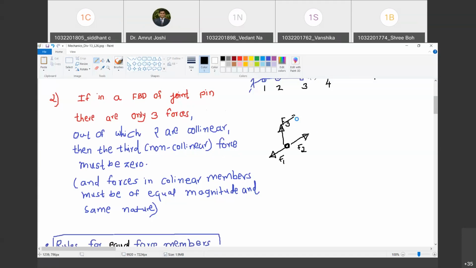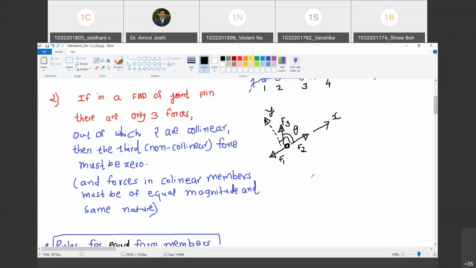And what is the proof for that? So we are going to derive this. Let me call this direction as X. I have intentionally not taken F1 and F2 along horizontal. Are you with me? Yes, sir. So let me call this direction as X, and then this direction, which is perpendicular to X, becomes Y. Happy? Yes, sir. Now, let the angle made by F3 with reference to X be theta.